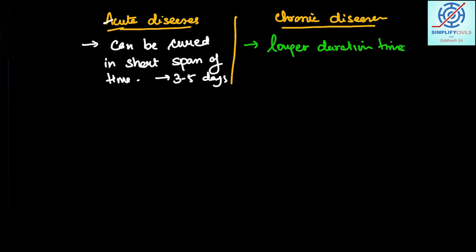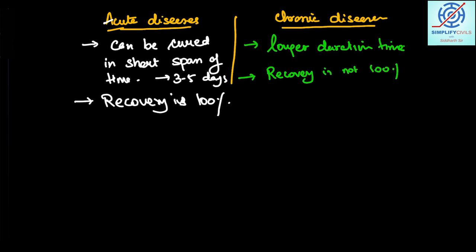Sir, what about the percentage, or the recovery of the person? So if a person is suffering from an acute disease, after some time the recovery is 100%, and the person will be better. He or she will feel better sooner or later, and the recovery will be 100%. However, with respect to chronic disease, recovery is not 100%. Take the example of asthma. It's a very chronic disorder, right? It's a chronic disease, and it stays with the person for a very long duration of time.